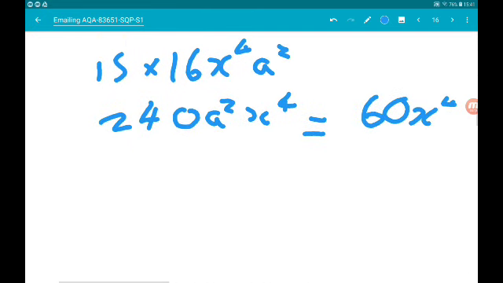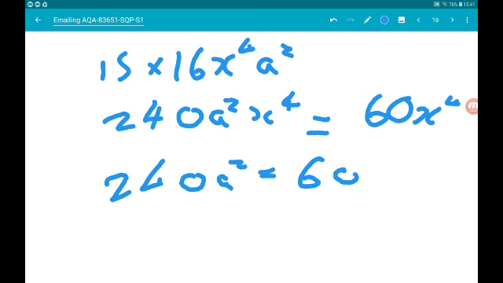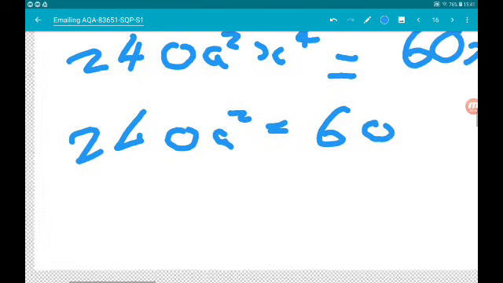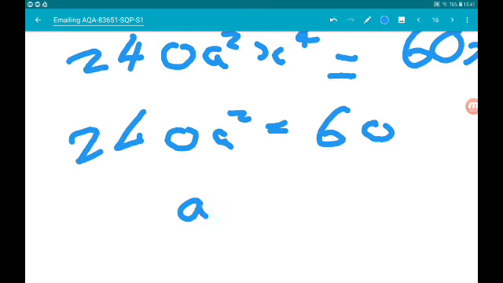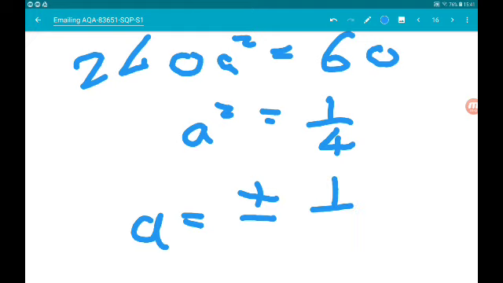So let's get rid of the x to the power 4's. 240a squared is equal to 60. Divide through by 240. a squared is equal to 60 over 240, which is a quarter. Square root a is plus or minus 1/2. Lovely.